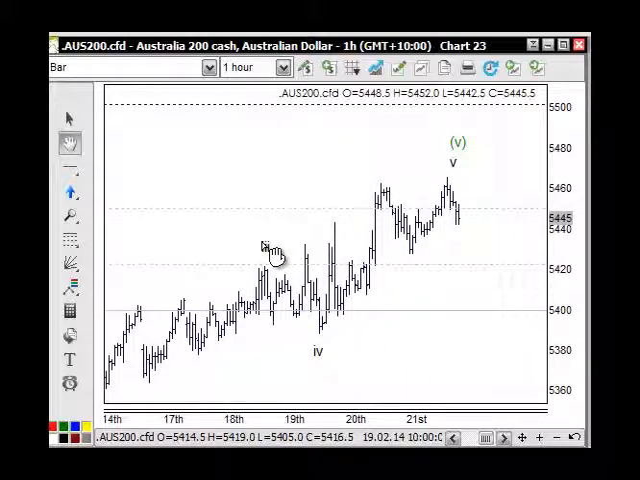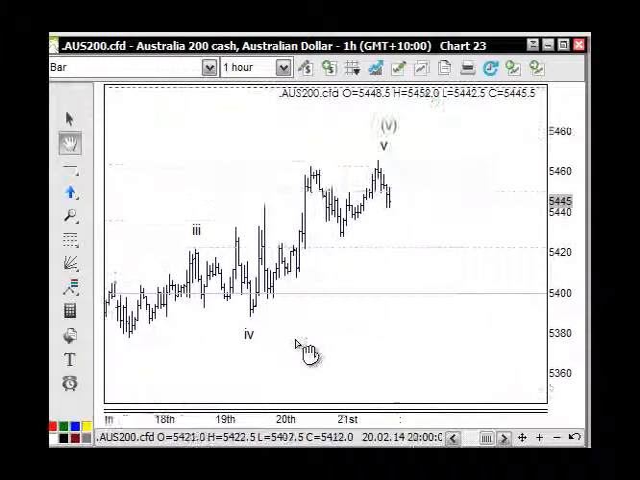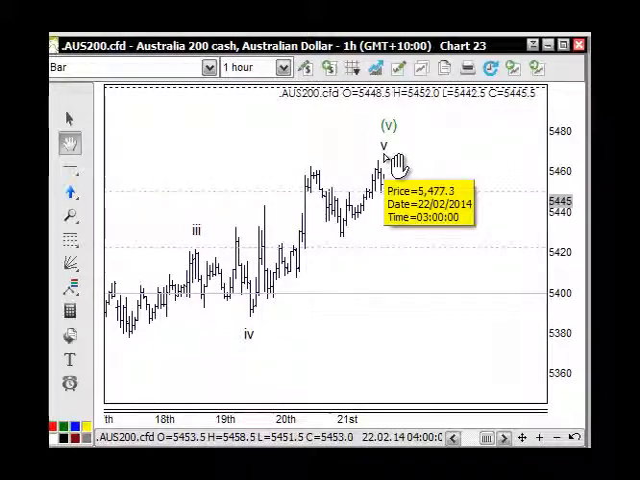The FTSE is the same, it's just that it's 10 times bigger than our local market. So from here we were looking up for 1, back for 2, up for 3, back for 4, and up for 5. Now none of these waves count very well. Like this move here is still in 3 waves here, you know.